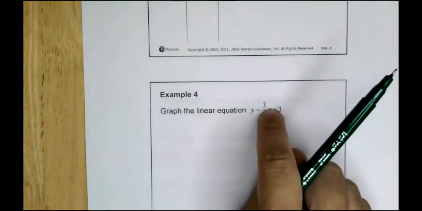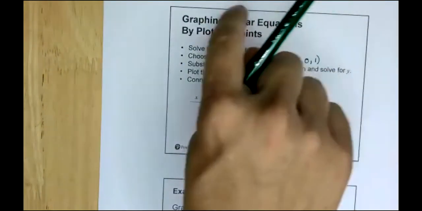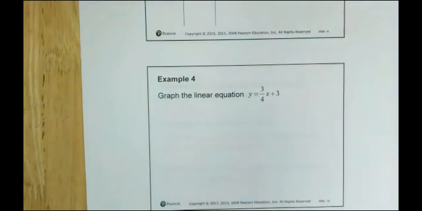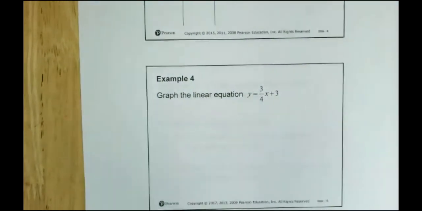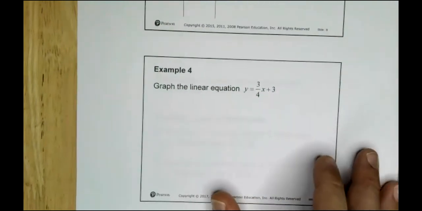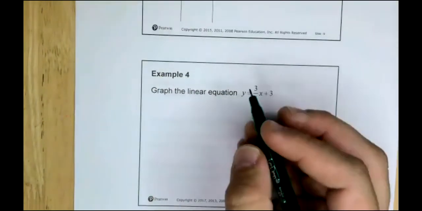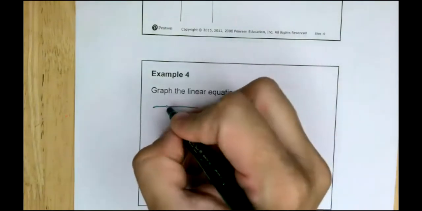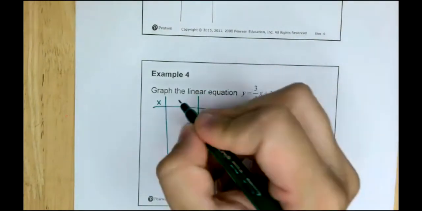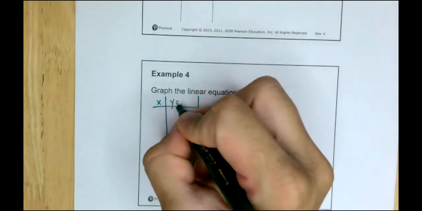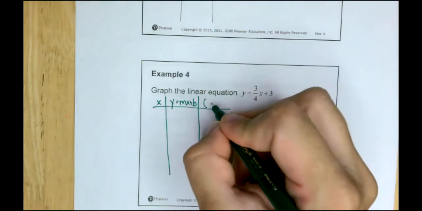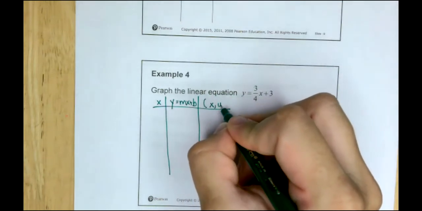So graph the linear equation. It means follow these steps. Solve for y. It is already solved for y. Excellent. Okay, so we've solved it for y. Choose 3 values for x. So I'm going to make that same table. I have x. I have y equals mx plus b. And then I have the coordinate point x comma y.